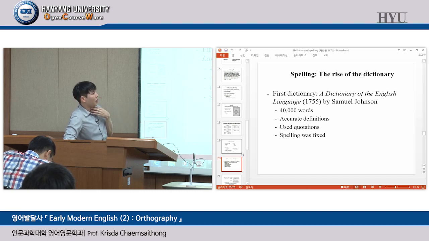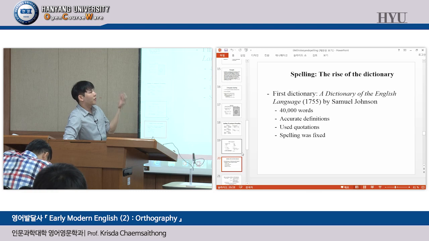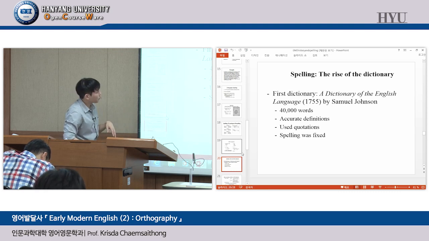So this is what I will show you. Dictionary of the English Language in 1755, right? Which is a big volume because it has how many words here? 40,000 words, right? And it tried to show accurate definitions of a lot of words, right? So after you borrow a lot of words from Greek and Latin, and after people started to feel the need to lay down the rules for the language, now you have to have the dictionary, right? Or else people would get confused what this word means and so on, right? And they use quotations in order to show examples, and also spelling was fixed in this dictionary.